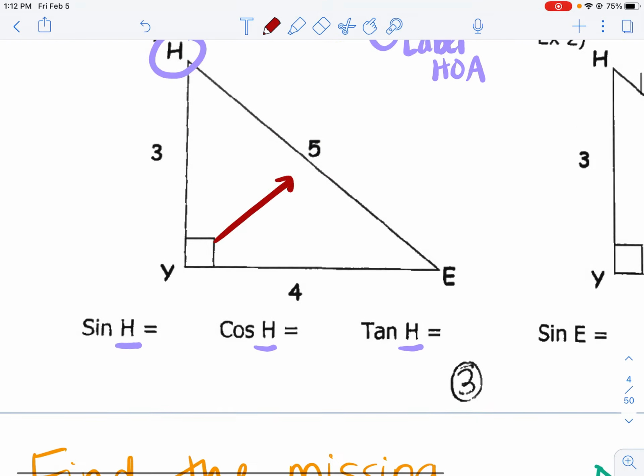Okay, let's try cosine. Again, I'm not saying cos, guys. We're saying cosine. Okay? Cosine is adjacent over hypotenuse. So cosine of H is 3 over, my H is 5. Okay, now tangent, my friends, is going to be O over A. Again, I'm getting that from our little trick of TOA.